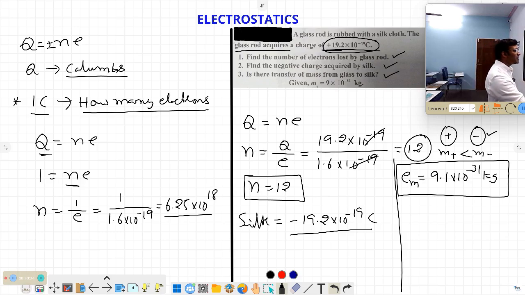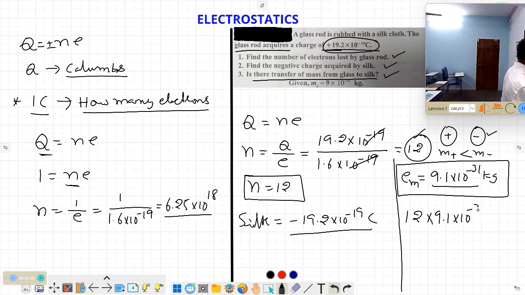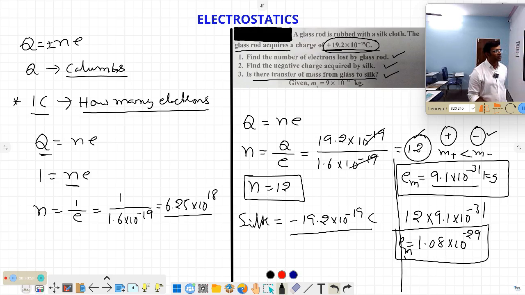What is the transfer of mass from glass to silk? How much mass? 12 electrons are transferred, so 12 electrons' mass. What is the mass of each electron? That is 12 into 9.1 into 10 power minus 31. After solving this, we get 1.08 into 10 power minus 29. This is the mass transferred, which is also very small. That's why, compared to the two masses, we do not find much difference. So this is the quantization of charge concept and how to do problems based on it.